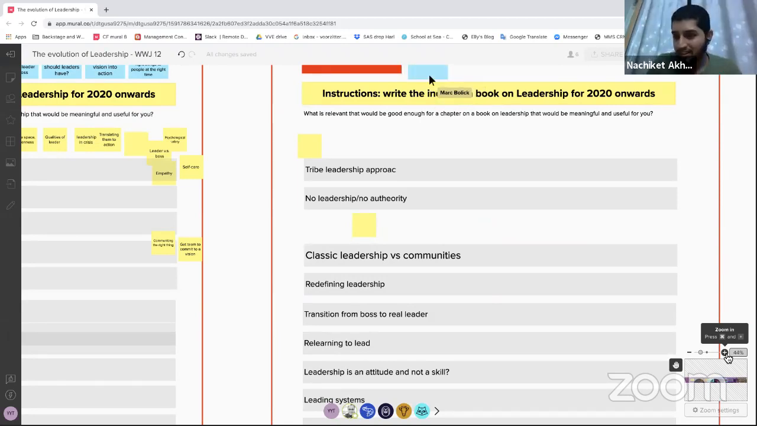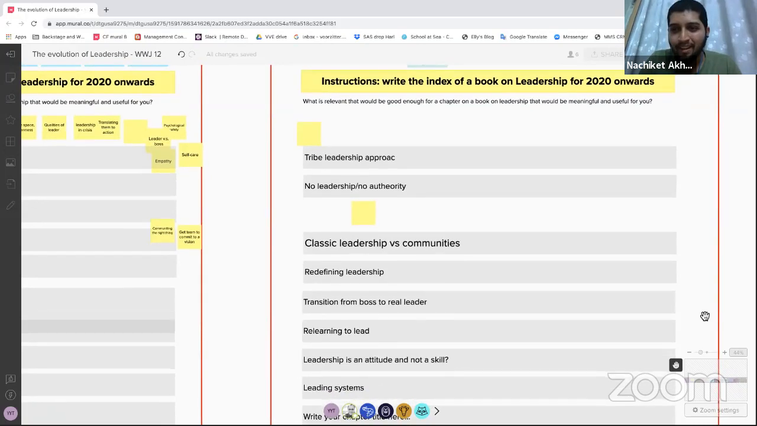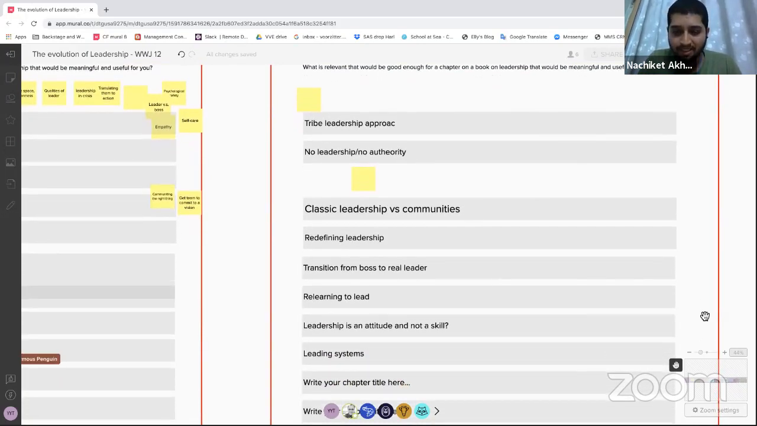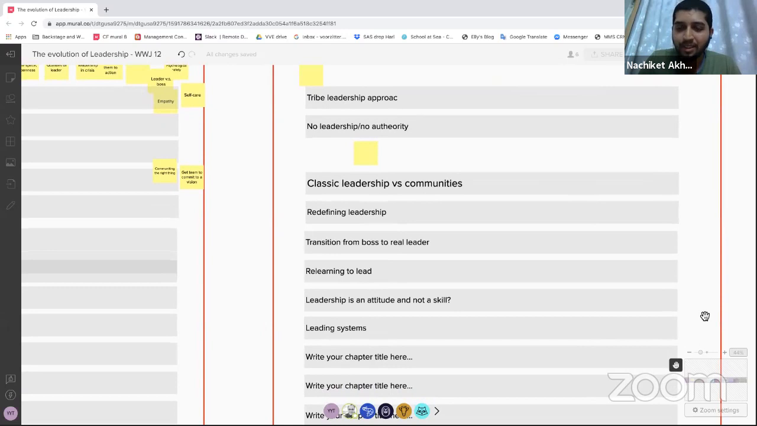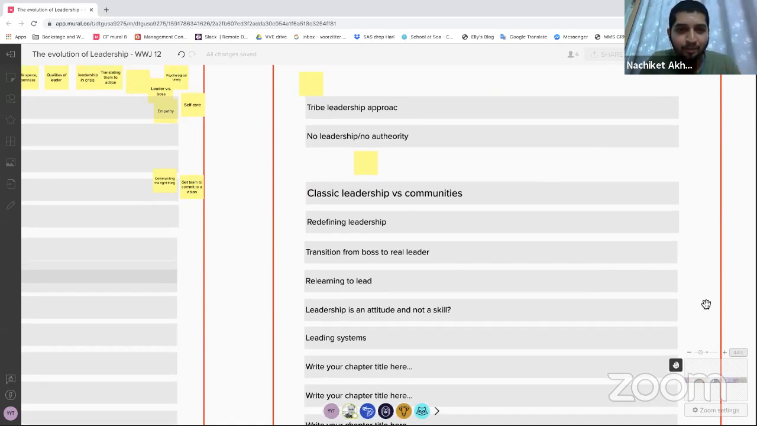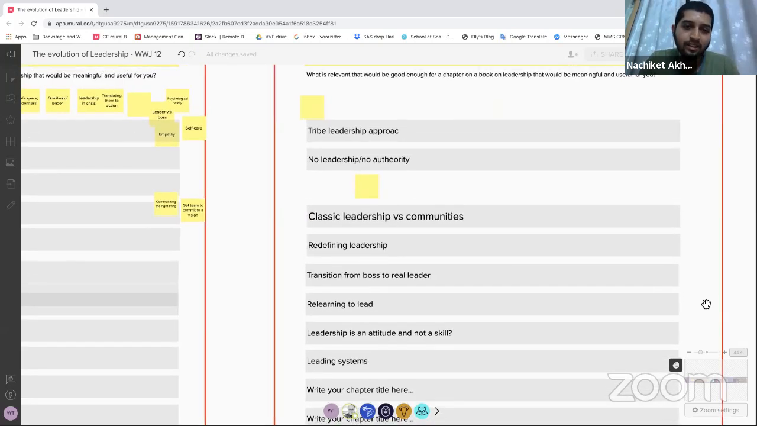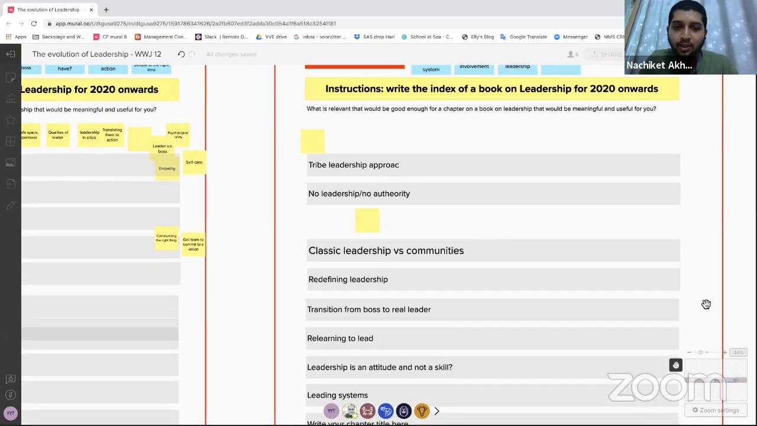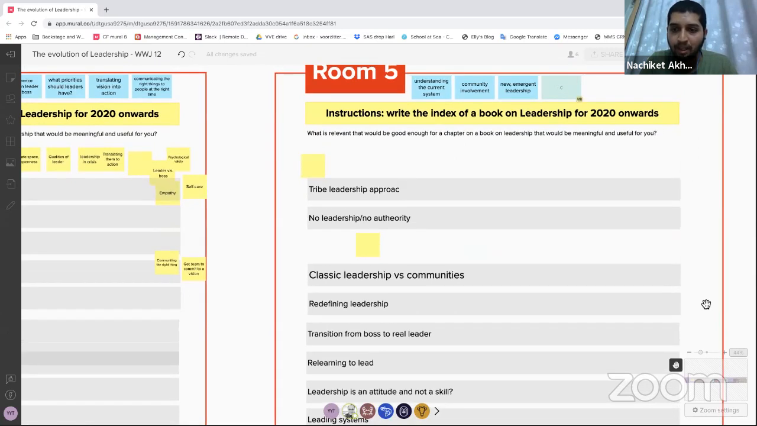So I'll start maybe. We started off with understanding the current system, and Ranko explained how we see it in a tribal leadership form, wherein community involvement is there. We then connected it with emergent leadership, or no leadership or no authority, wherein community-based participation is happening. And then we discussed the traditional classic leadership versus the communities that are actually participating and growing.